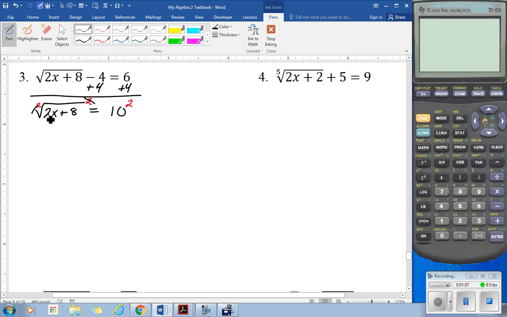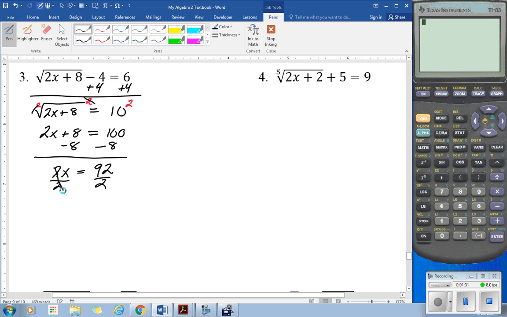The square root then cancels out with the power of 2, and we get just 2x plus 8 is now equal to 10 squared, which comes out to be 100. Then what we want to do is solve for x. It's just a linear example from here. Let's go ahead and subtract 8 from both sides. We'll get 2x is equal to 92. Then we need to divide both sides by 2.